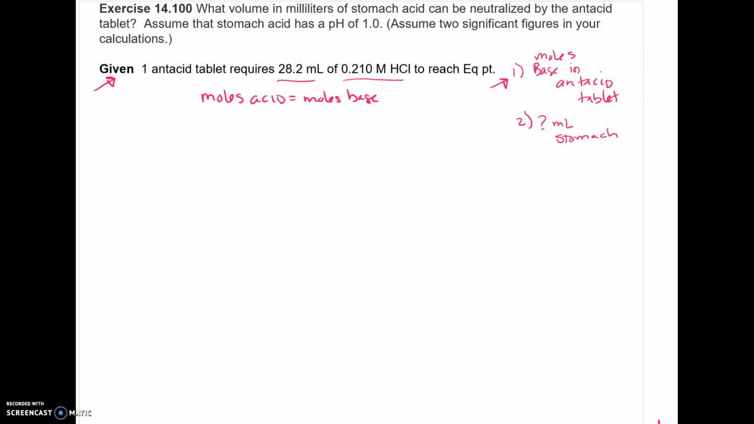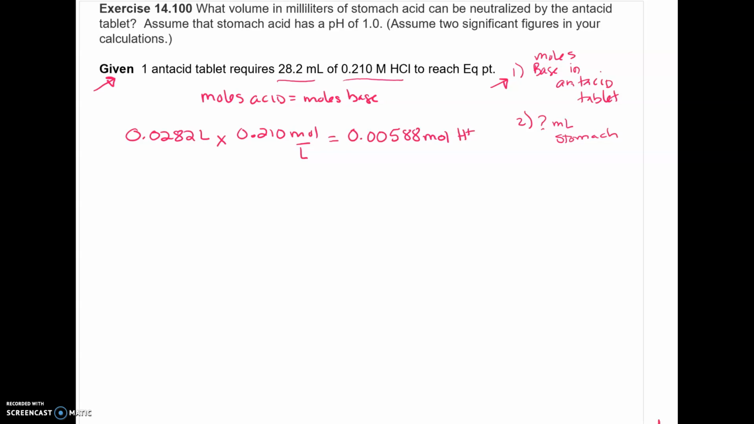It takes 28.2 milliliters or 0.0282 liters of 0.21 molar HCl to reach the equivalence point for the tablet. And so if I multiply 0.210 moles over liters, remember molarity is moles over liters, then the number I get is 0.00588 moles of H plus was used to neutralize that antacid tablet.